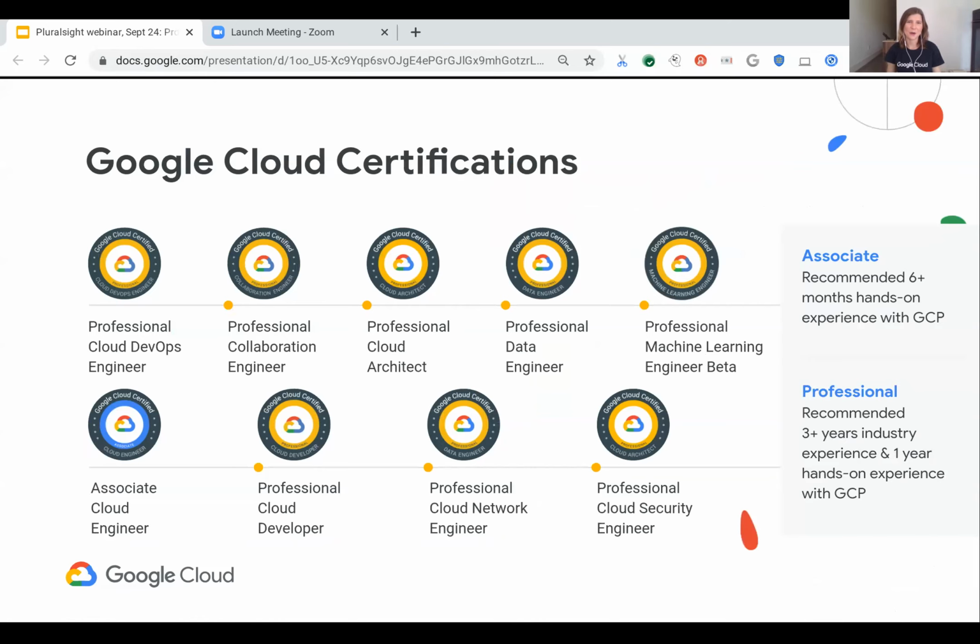So here it is, the overall portfolio of our Google Cloud certifications. Today, we are focusing on the professional data engineer certification. And this is just an overview for you to know how our overall portfolio looks. Our recommendation for the professional level certifications is to have 3 years or so of industry experience, including 1 year or so of hands-on experience with GCP. So the certifications are definitely for people who know the job and are validating the skill set and proficiency with a certification.